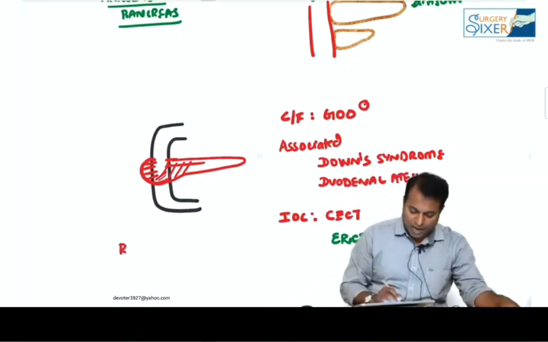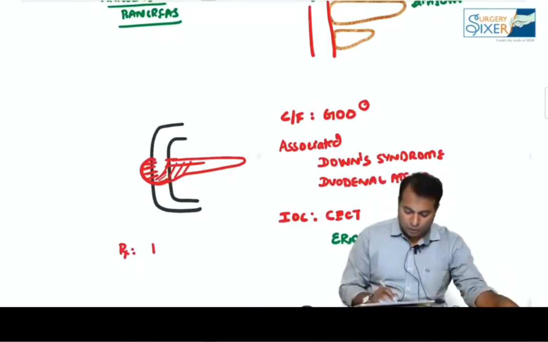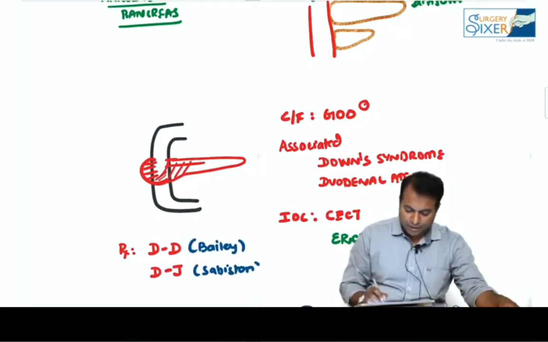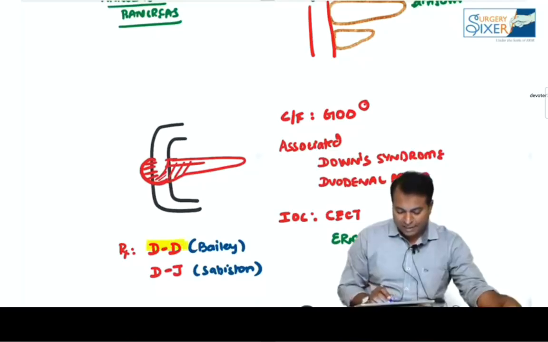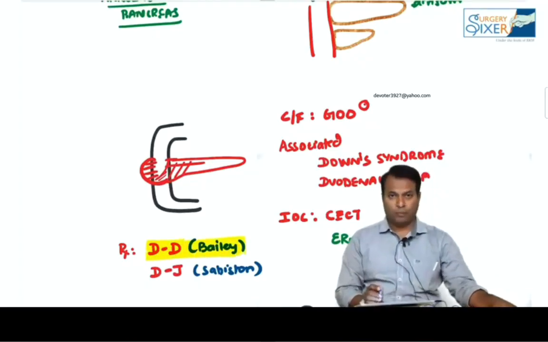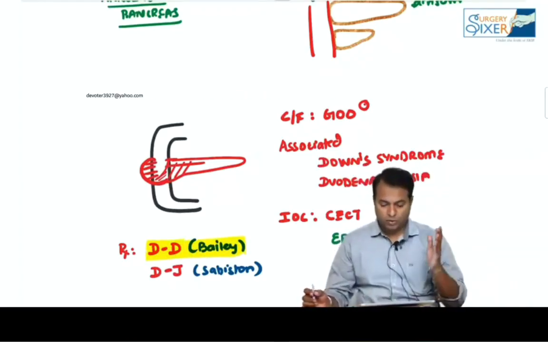And what is the treatment of annular pancreas? This is a long-running controversy. There are two types of treatment. We can either do duodeno-duodenostomy or we can do duodeno-jejunostomy. Bailey says duodeno-duodenostomy and Sabiston says duodeno-jejunostomy. The correct answer is Sabiston, but for national board exams like NEET PG, you must follow Bailey. So the answer is duodeno-duodenostomy.